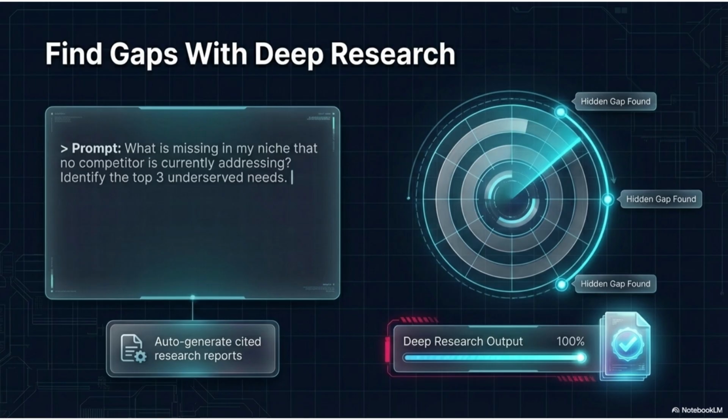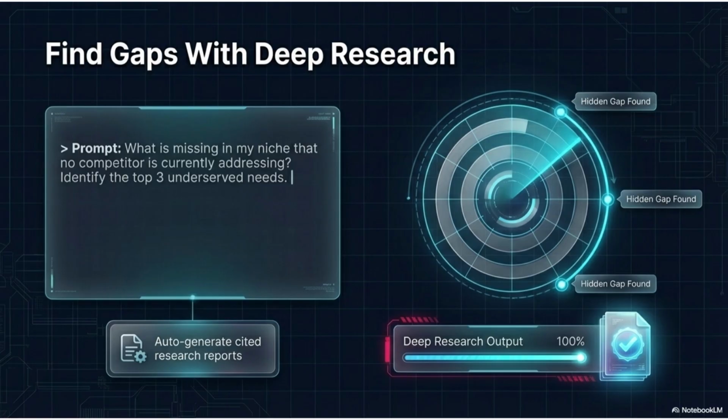Here's the gap finder prompt to use. What is missing in, and here you can input your topic or niche, that no competitor or creator is currently addressing. Identify the top 3 underserved needs and explain why each one represents a real opportunity.